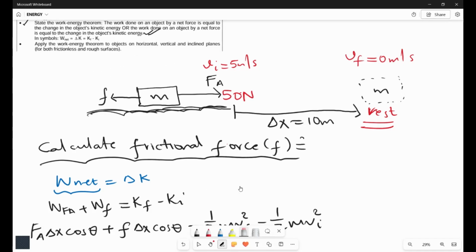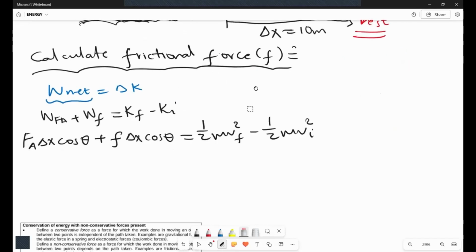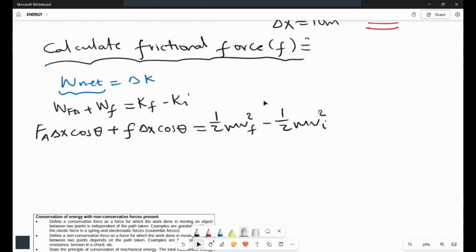All right, without wasting any further time, let's substitute our values here. Now, what is our applied force? Our applied force is 50 newtons. What is our change in x? Our change in x is 10 cosine of 0 degrees. I repeat, when you substitute FA here, you only substitute the magnitude. We know that FA is positive, but in this case, we do not care about the sign. We just ignore the sign in front of our force.